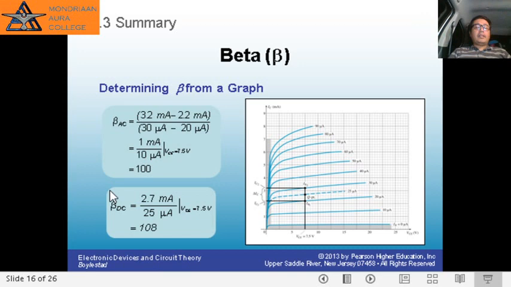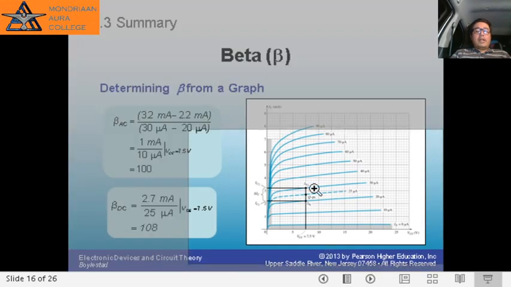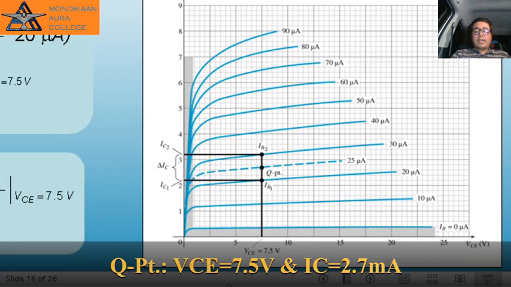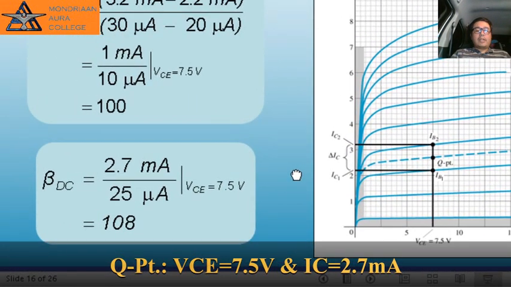Ang DC beta naman natin is calculated using DC values. So magre-refer tayo ngayon dun sa ating Q point. Ang ating Q point is narito, ipoproject natin pababa, we have 7.5 volts. That is your DC collector to emitter voltage. Ipoproject natin ngayon pakaliwa dito. Magkakaroon tayo ngayon ng corresponding IC.